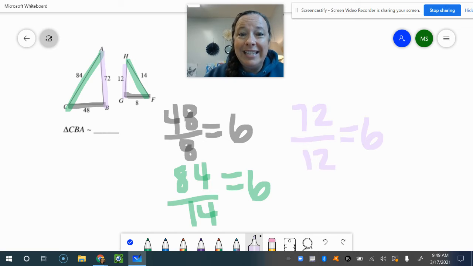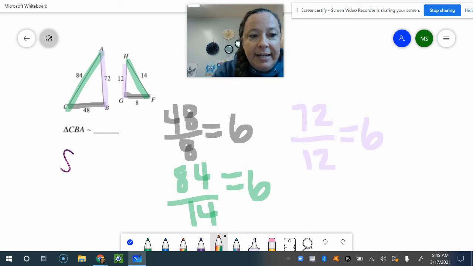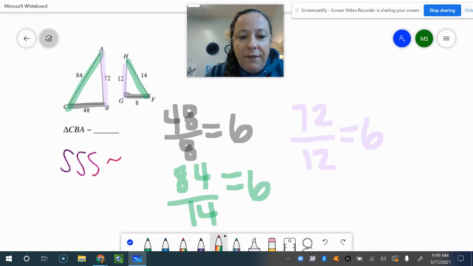So these sides are in proportion: 6 and 6 and 6. We get the same ratio. That means I can conclude that these triangles are similar. So yes, these are similar by the side, side, side similarity postulate. That's the reason. Now I need to finish up the similarity statement. They started with CBA, so I'm going to have to go FGH.